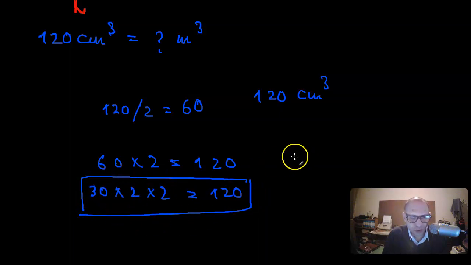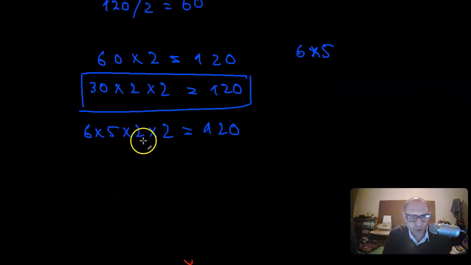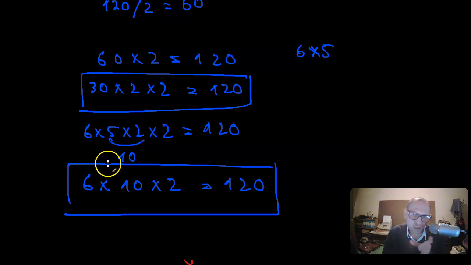Or you can write 30 as 6 times 5. So you can write this as 6 times 5 times 2 times 2, which is again the same thing as 120. Then I'm going to multiply two of these together, call it 10, and write 6 times 10 times 2. That's 60 times 2, equal to 120. That's another way of writing 120. There are so many ways of doing that.